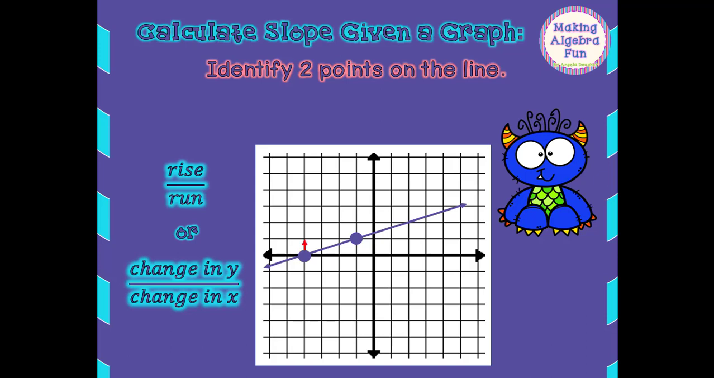Now, counting from one point to the other, I would rise up 1. That would be my numerator. And then I would go to the right 3. That would be my denominator. So the slope is 1/3. And it is positive. We said it would be positive, so that all worked.